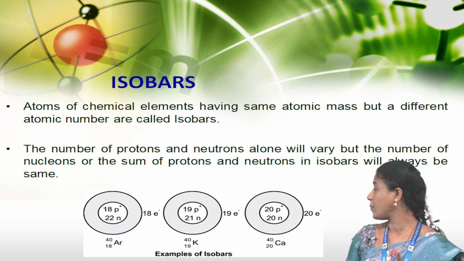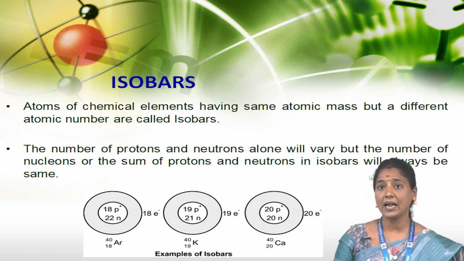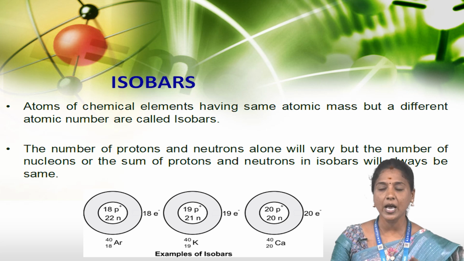Next one, isobars. Atoms of chemical elements having the same atomic mass but a different atomic number are called isobars.